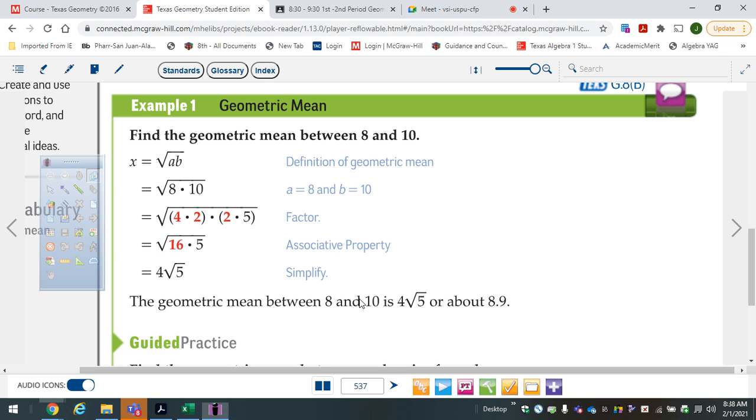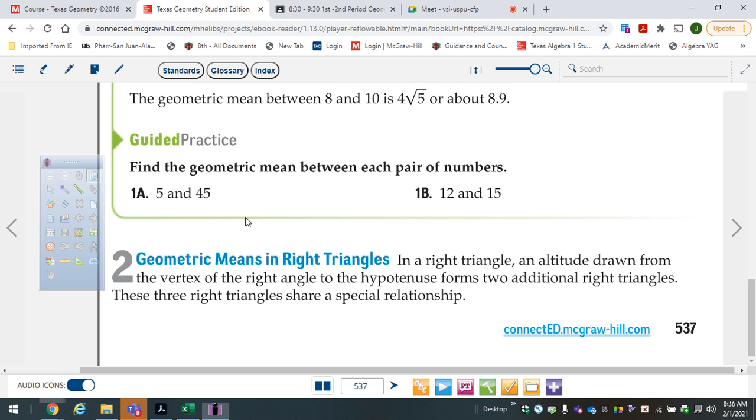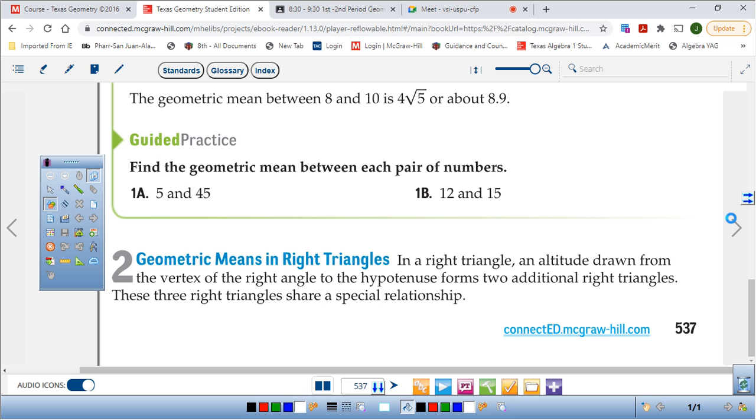I want more of these than this, but either way, that's the way it goes. Again, to get the geometric mean, just multiply the two numbers and get the square root of it. Let's go ahead and try 1A. Real quick, I'm looking at the chat. Anybody have any questions on geometric mean? They come out here and say, give me the geometric mean of two numbers. You basically multiply them and get the square root. Let's go and try 1A, guys. Copy that down real quick.